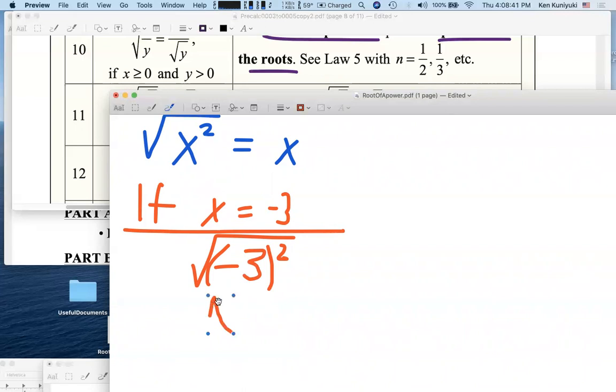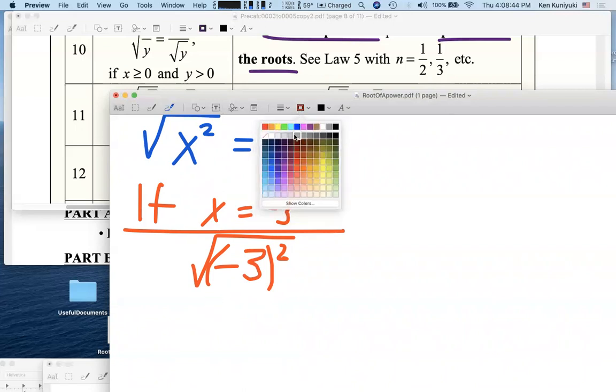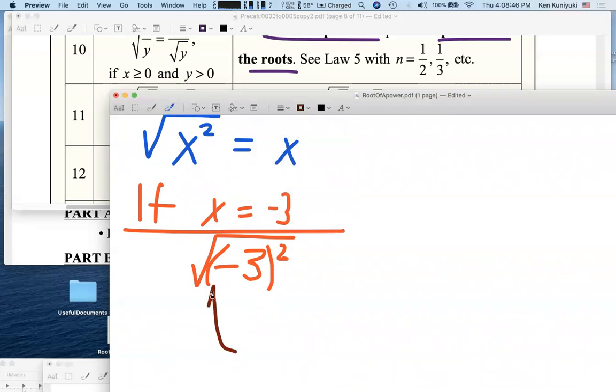Please put grouping symbols here. Whenever you substitute or plug in, be prepared to put grouping symbols. Okay, the x is replaced by, in this case, parentheses, -3. What is the square of -3? The square of -3 is +9. All right? It's important you put the grouping symbols there because a lot of engineers mess this up.